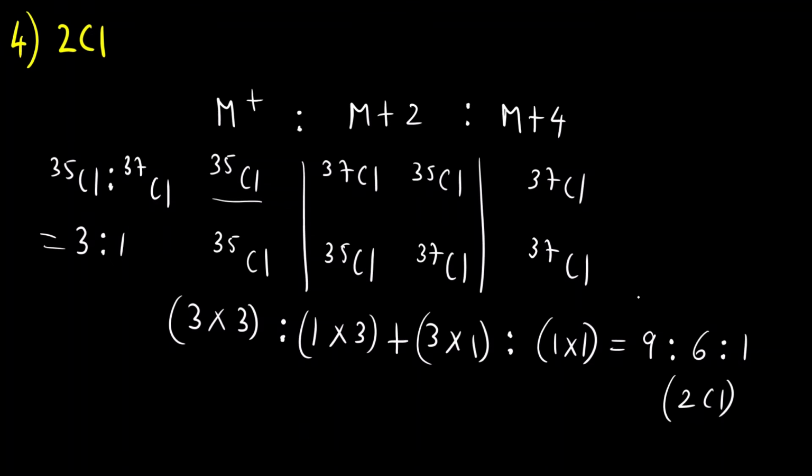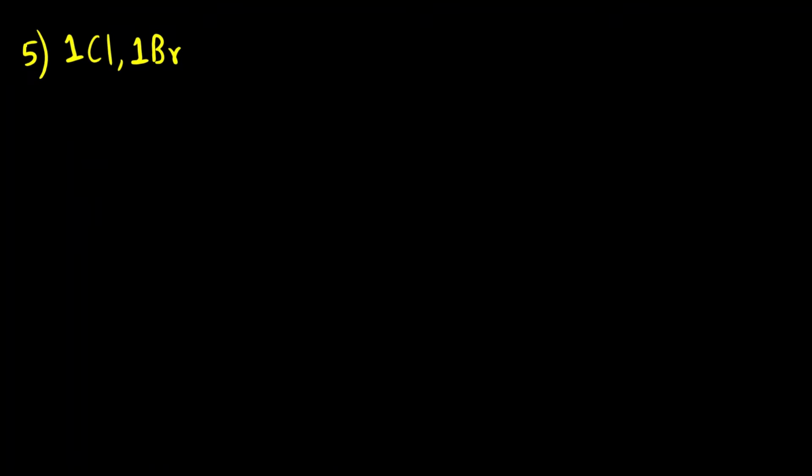Okay, so this was for 2 chlorine. Now for 2 halogens, there is one last possibility, that is 1 Cl and 1 Br. Again we will have M plus 2, M plus 4. This one you can try by yourself. Pause the video and do it by yourself the way I have done, and then you can cross check your answer whether it is correct or not. Same way we will do for 3 halogens.